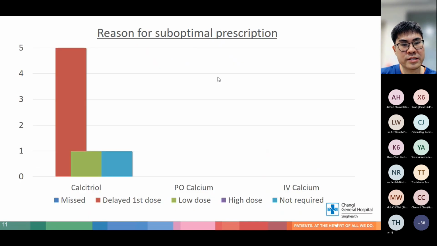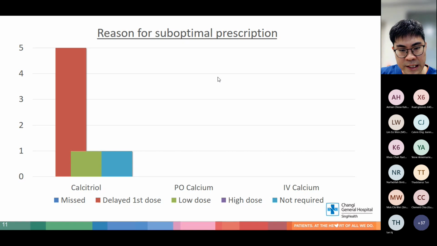So what actually could have been better? Breaking it down into different parts, what we looked at, number one, was: did they forget to prescribe it? Was it prescribed correctly at a correct dosage? And one thing that we realized was that there was a delay in the first dose.